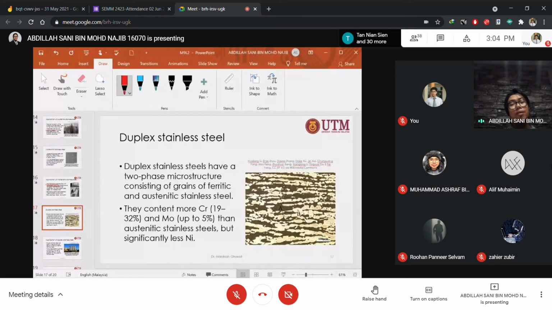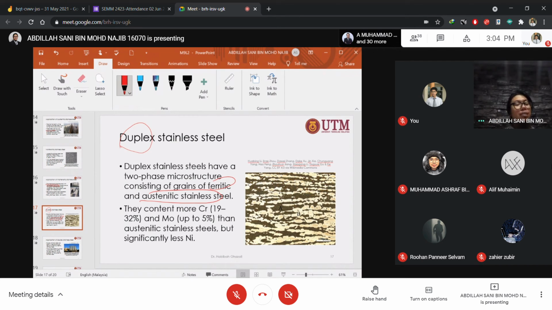And lastly, we have what we call duplex stainless steel. From the name itself, we know duplex may be related to double or having two things, two microstructures. Duplex stainless steel has a two-phase microstructure consisting of grains of ferritic and austenitic stainless steel. So we have ferritic and austenitic stainless steel in the same material.